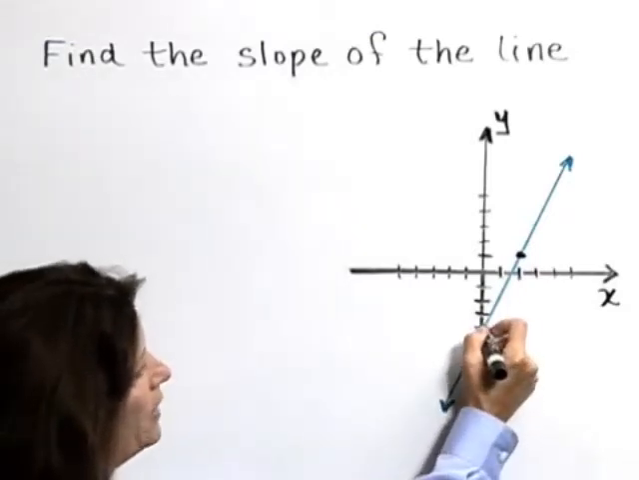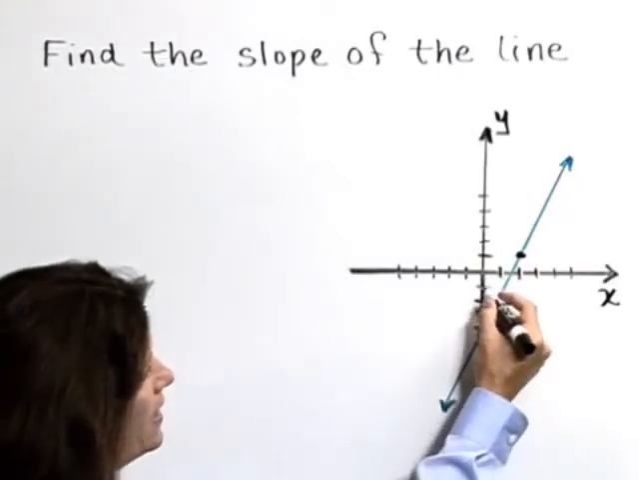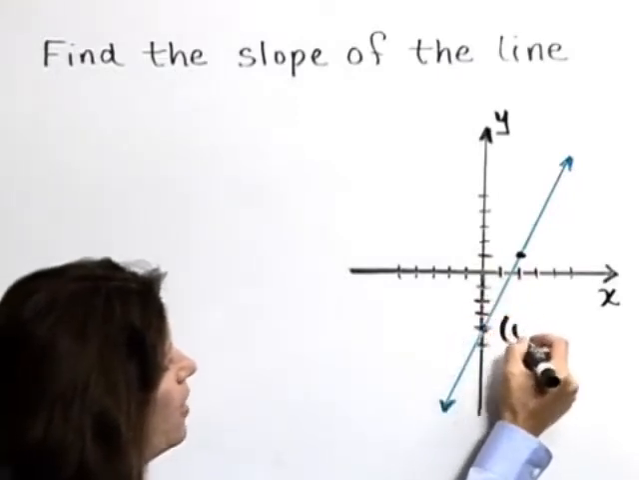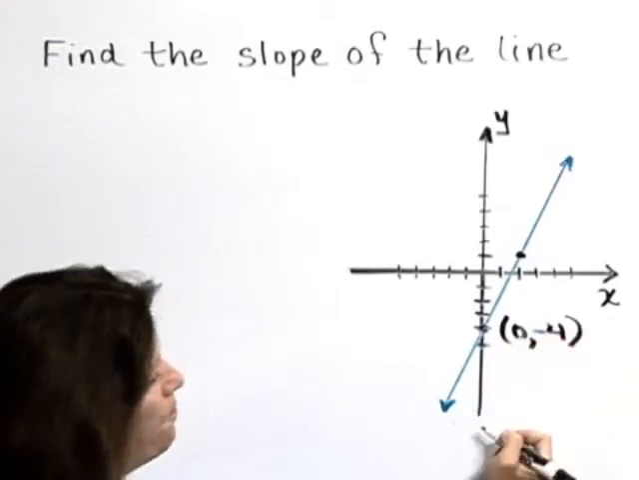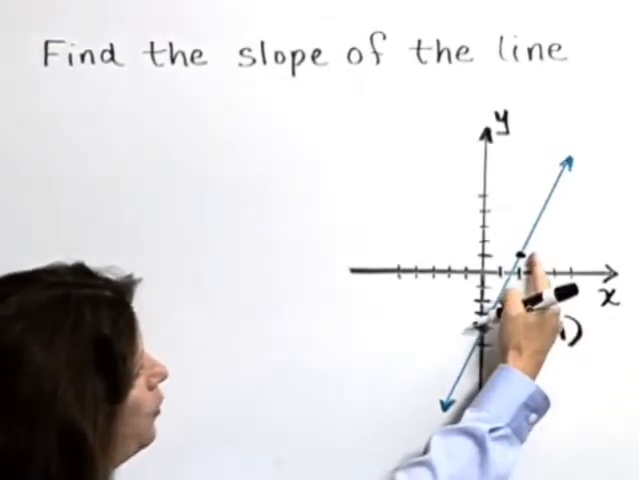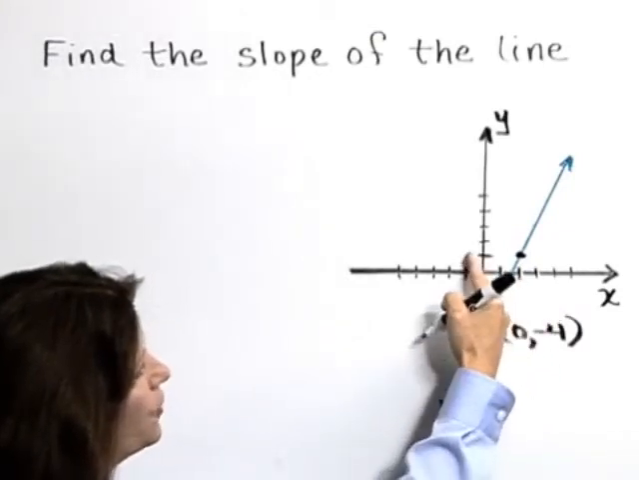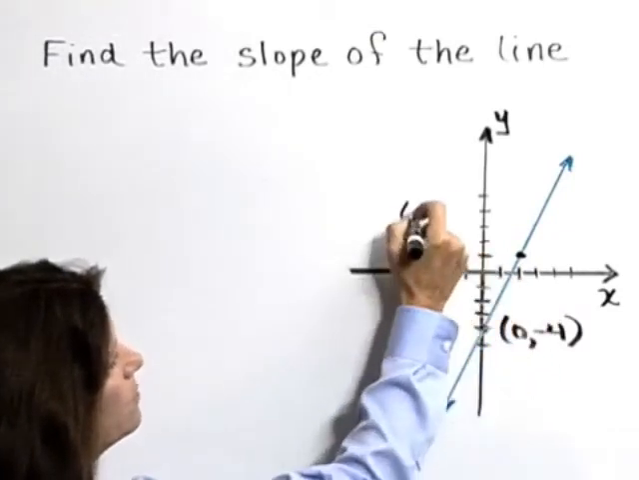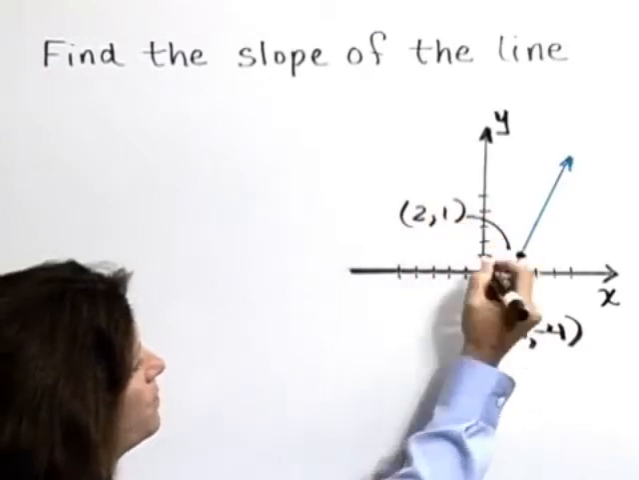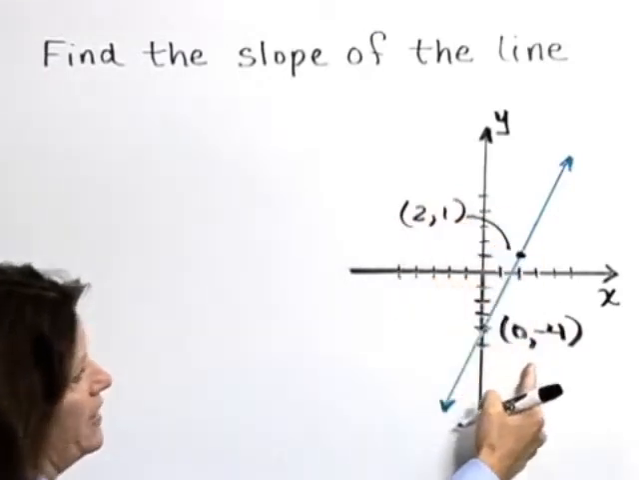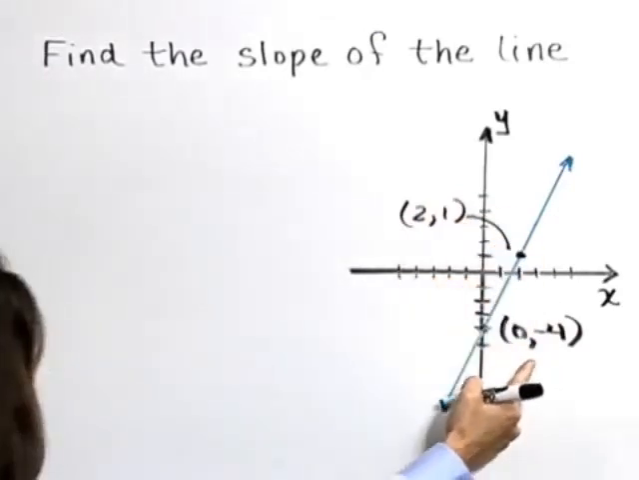We see a point here on the y-axis that is at 0, -4. And we also see a point here in the first quadrant that appears to be at x = 2, y = 1. So we have our 2 points identified. Let's now use the formula for slope.